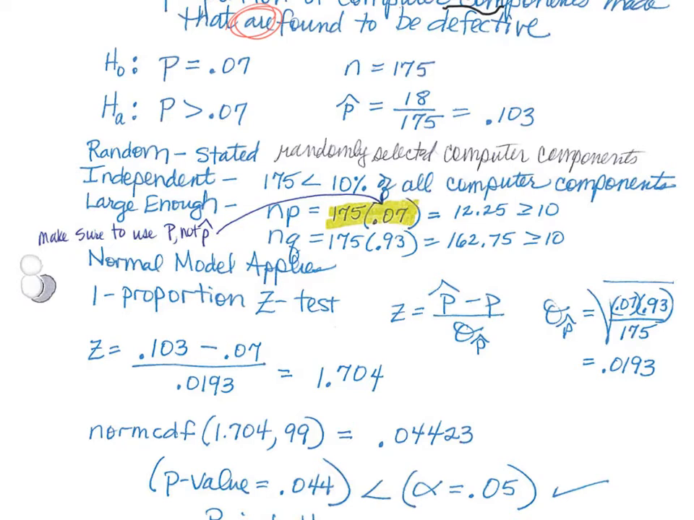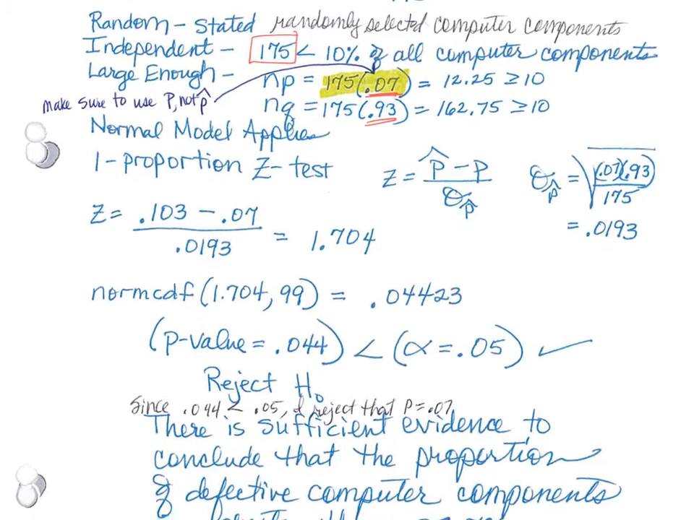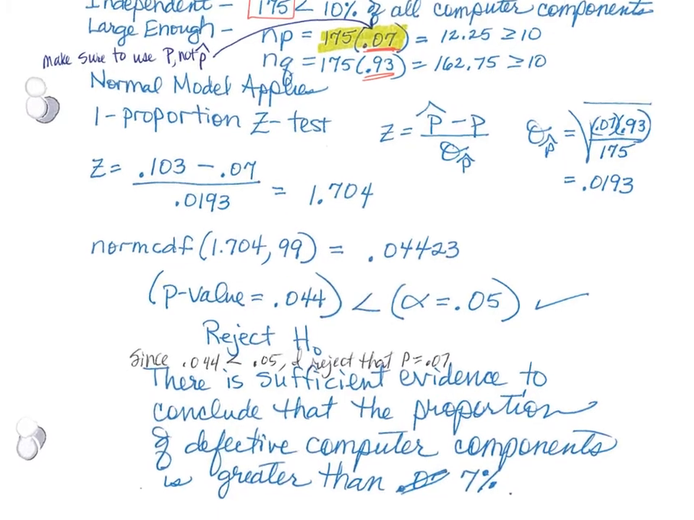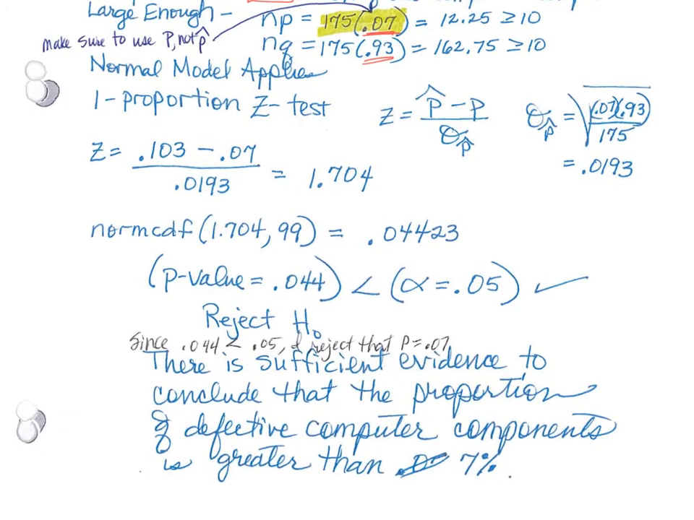Randomly selected computer components. I had quite a few people on the quizzes not putting the correct N right there. Furthermore, make sure when you do your large enough that you do N times true P, because we have true P given to us, not the P hat. All right, the normal model applies. Okay, one proportion z-test, and then there's how you got your standard deviation.